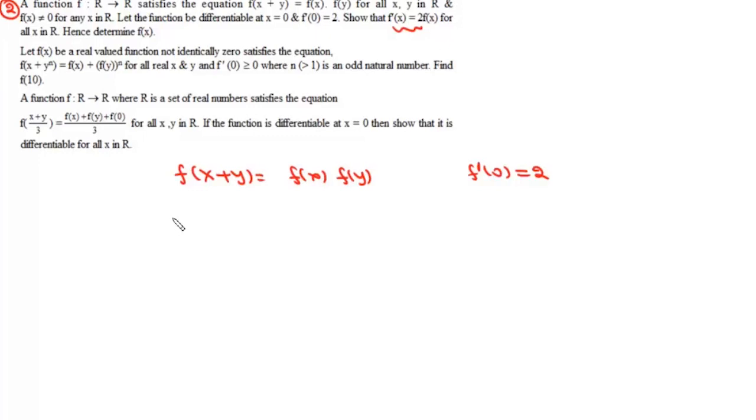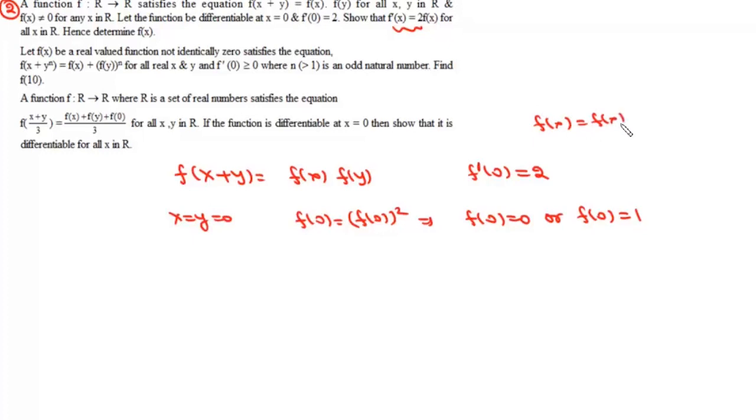Now what we'll do is we'll find the value of f(0), and for that we'll put both x and y as 0. Then we can write this as f(0) equals f(0) square. So from here we get two conditions, that either f(0) is 0 or f(0) is 1. But in this equation, if we put y as 0, we get f(x) equals f(x) into f(0), and if f(0) is 0, then this function f(x) will be a constant function, and then this f'(0) cannot be 2. So we'll discard this possibility that f(0) is 0. So from here we can say the value of f(0) is 1.